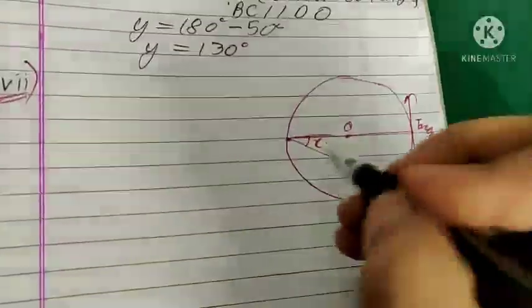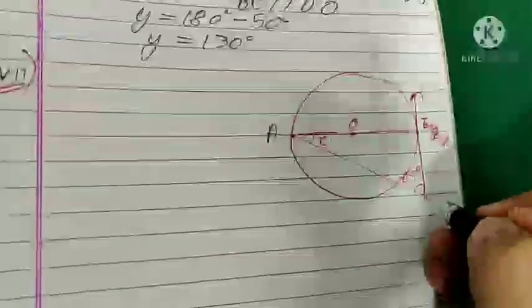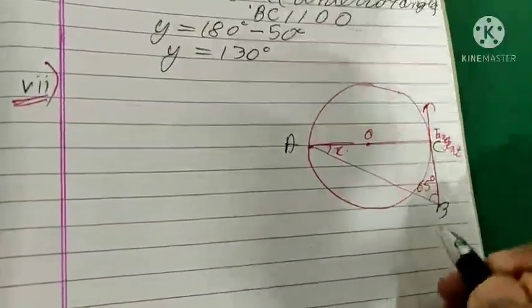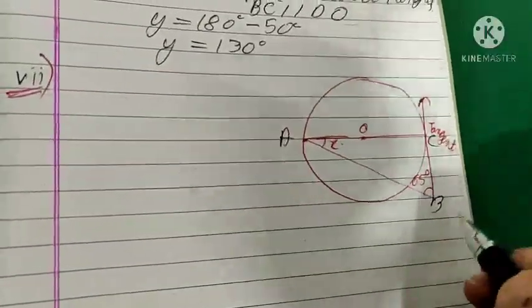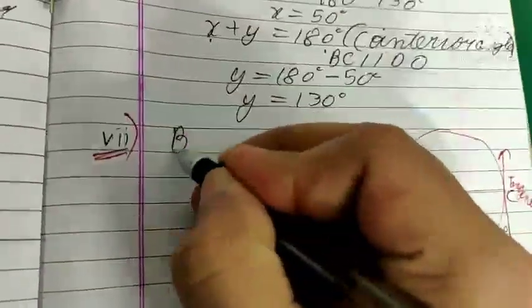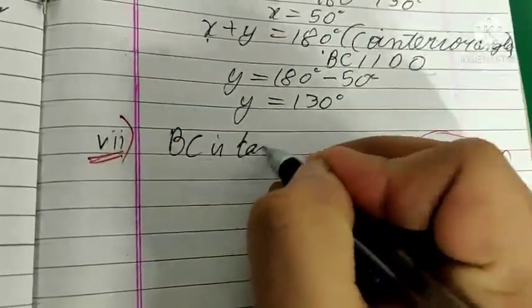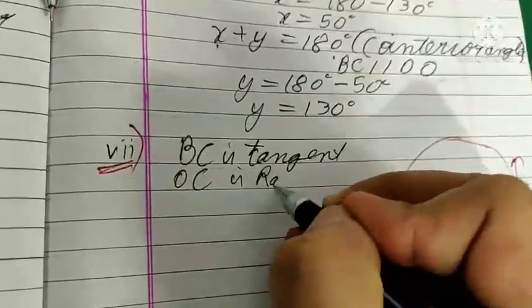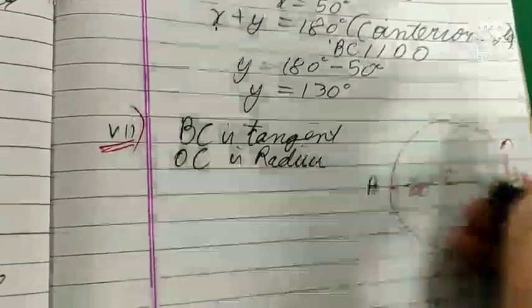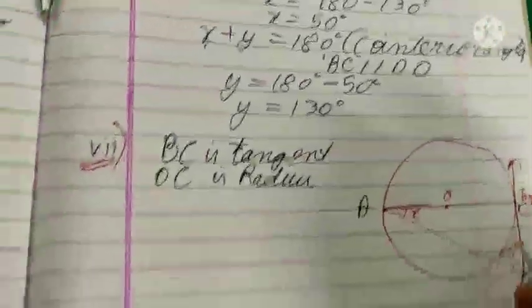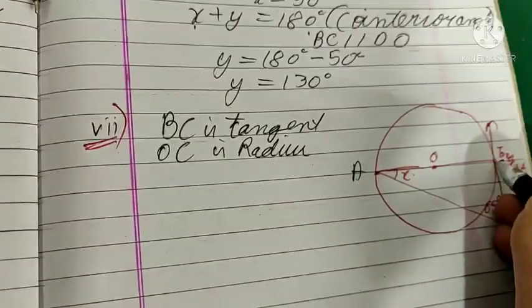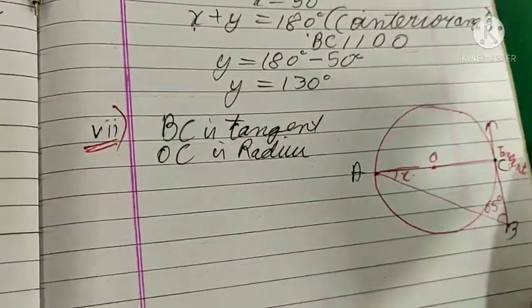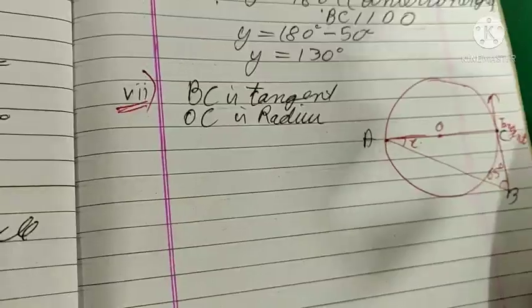This is our next question here. If we name it A, B, C. Look, this BC is given as a tangent. Okay, BC is tangent, and this OC is a radius. OC is a radius and BC is a tangent, and they meet at the same point, that is C.